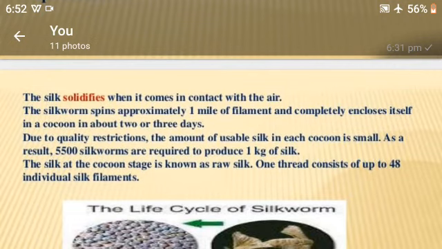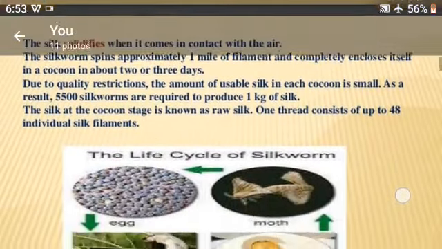Due to quality restrictions, the amount of available silk in each cocoon is small. As a result, 55,000 silkworms are required to produce 10 kg of silk. The silk at the cocoon stage is known as raw silk. One thread consists of up to 48 individual silk filaments.